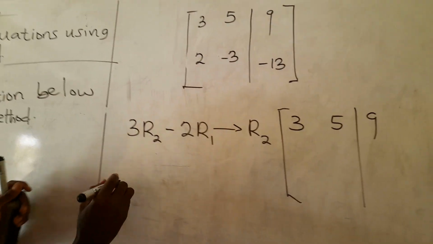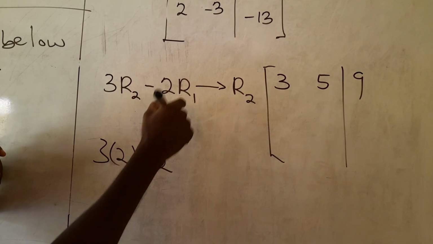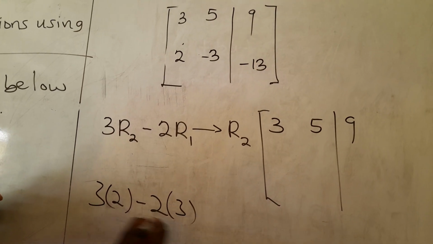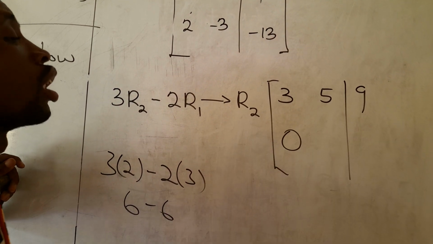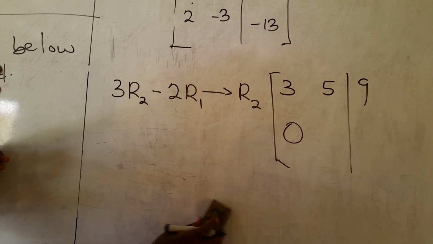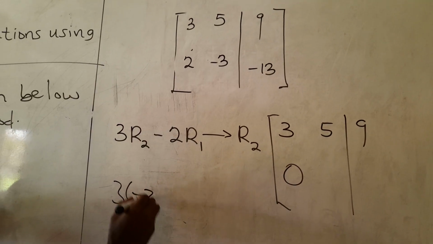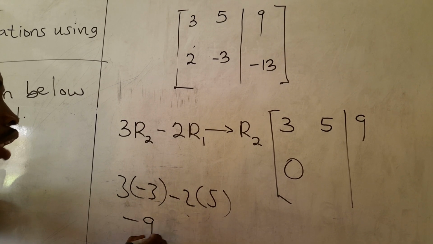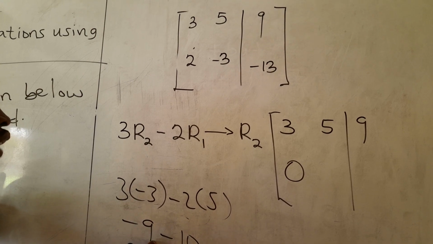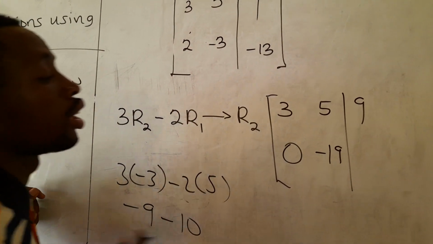So let's go. So 3 times, what's our R2 here? It is 2, minus 2 times, what's our R1 there? It is 3. 3 times 2, 6. 2 times 3, 6. 6 minus 6, then we get our 0 there. The next step, this. So 3 times negative 3 minus 2 times 5. 3 times negative 3, negative 9. 2 times 5 is 10. Negative 9 minus 10 will be negative 19. We write our negative 19 there.